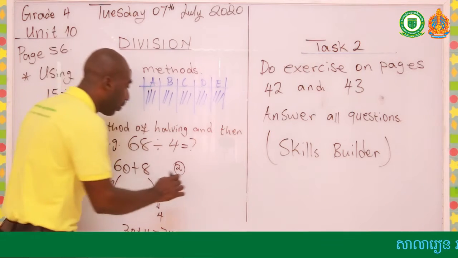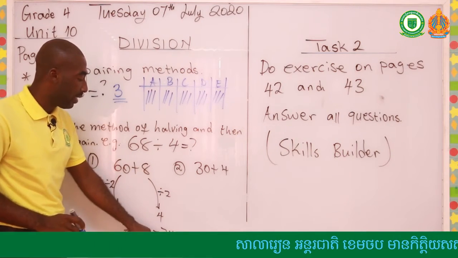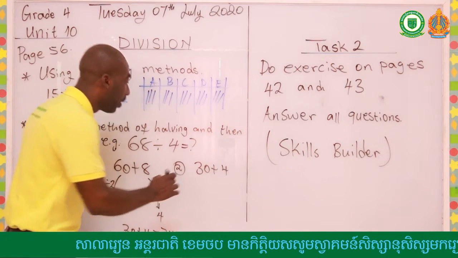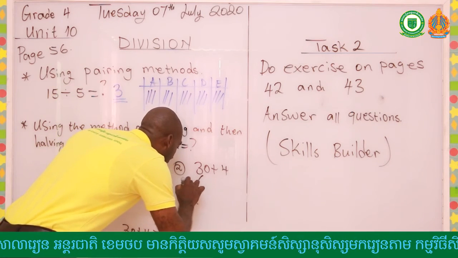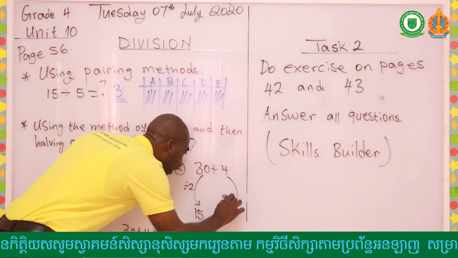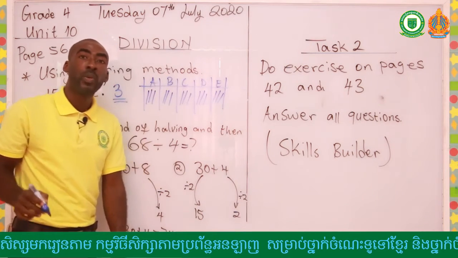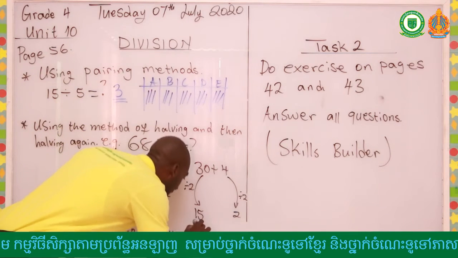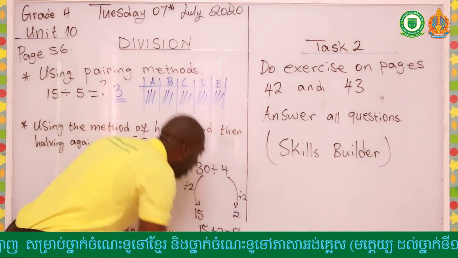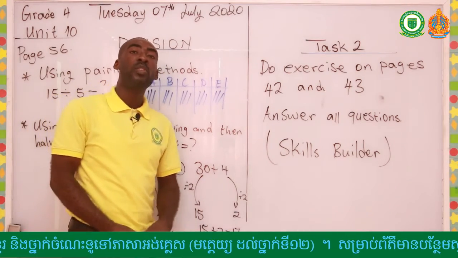So step 2, we'll be looking at 30 plus 4. Okay, so we need to expand our 34 to 30 and 4. So because we are using a half-half system, we divide here by 2. That will give us 15, and we divide here by 2, and that will give us 2. Okay, so now we have to add 15 plus 2. That will be equal to 17. So that means 68 divided by 4, your answer is going to be 17.